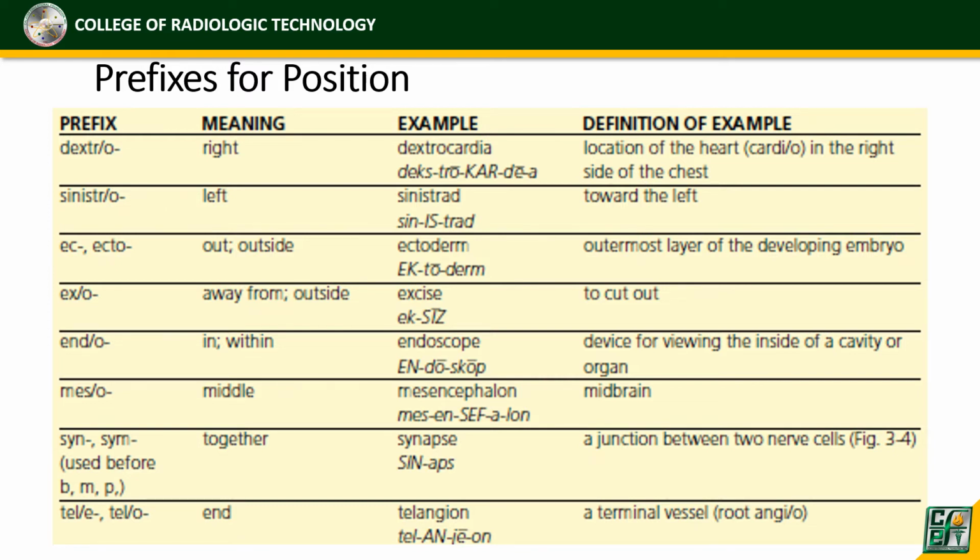Then we have sin or sym, which means together. Sin and sym mean together. So the example is synapse, a junction between two nerve cells. Then we have tele or telo, which means end. Tel or telo means end.